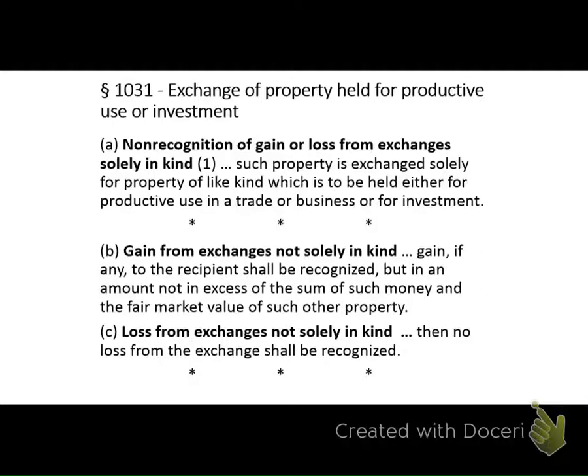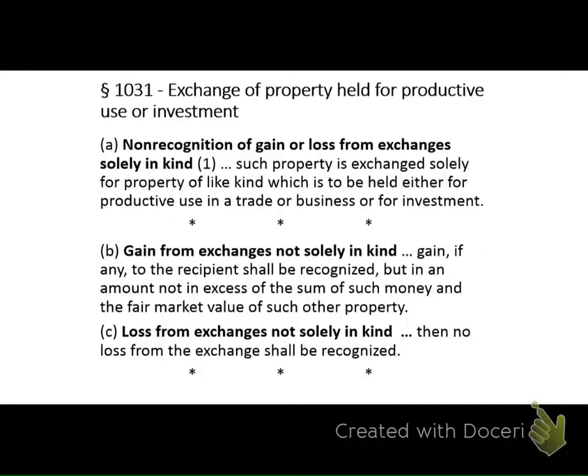A is non-recognition of gain or loss from exchanges solely in kind. B is gain from exchanges not solely in kind. So with B we're looking at gain, and with C we're looking at loss from exchanges not solely in kind.